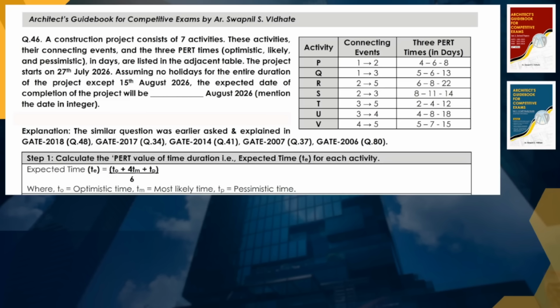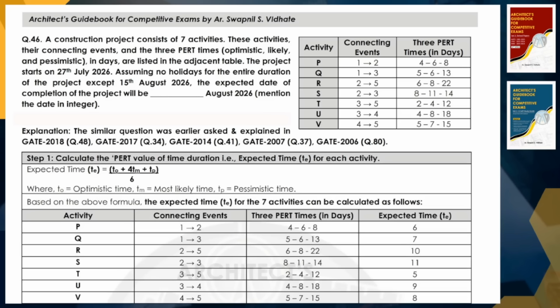T0 is the optimistic time, Tm stands for most likely time, and Tp stands for pessimistic time. All these 3 times have been provided in the third column. For our activity P, 4 is the optimistic time, 6 is the most likely time, and 8 is the pessimistic time. Based on this formula, we will find the expected time for these 7 activities. By putting these values 4, 6, 8 in this formula, we get that for activity P, the expected time will be 6.